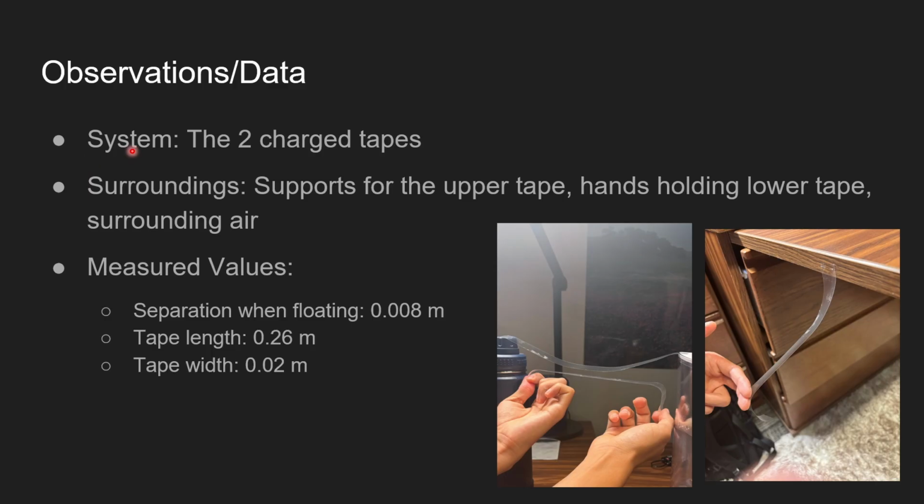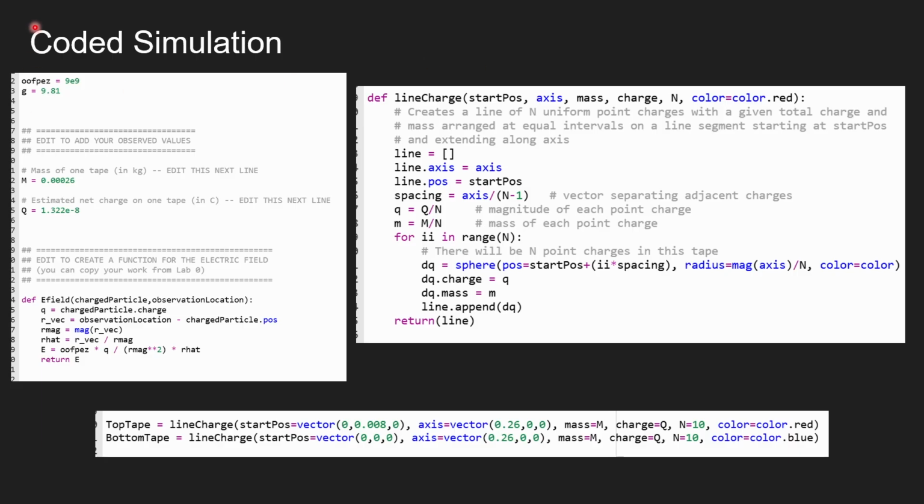For observations, the system was the 2 charge tapes, the surroundings were pretty much everything else, like the supports and the hands holding it, and measured values were separation when floating, tape length, and tape width, which we used in the code. In the coded simulation, here we just established the measured constants. This function is for the E field. You just plug in a charged particle and an observation location, and it calculates the E field at that location, just using Coulomb's law written out.